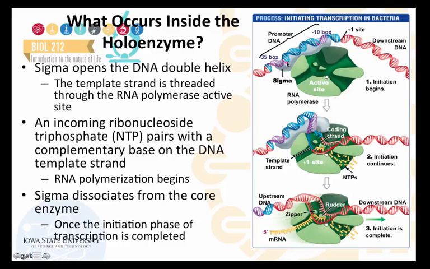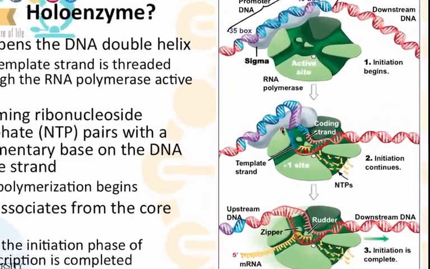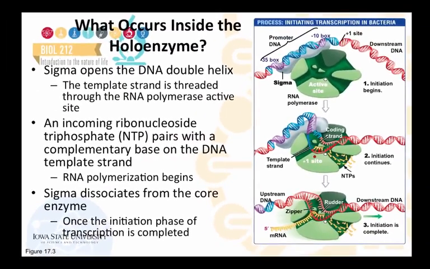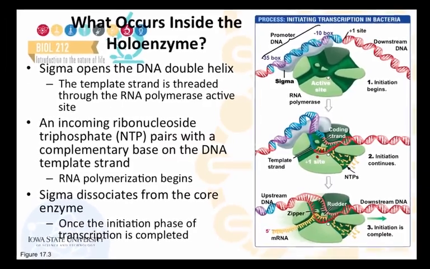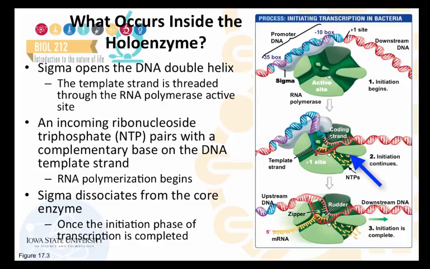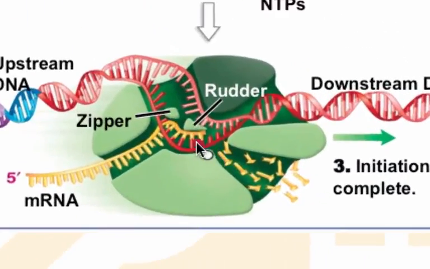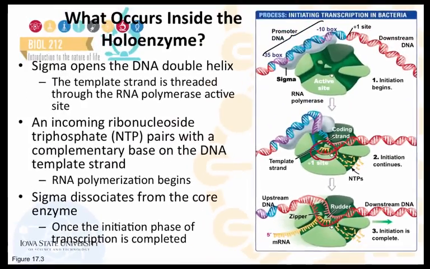After the sigma subunit binds the promoter, it helps in opening the DNA double helix such that the template strand is threaded through the RNA polymerase's active site. Subsequently, an incoming ribonucleoside triphosphate, or NTP, pairs with a complementary base on the DNA template strand, and this is how RNA polymerization begins, at the +1 site. Once this process begins, sigma dissociates from the core enzyme, completing the initiation phase of transcription. RNA polymerase can then move in the 5' to 3' direction along the template DNA strand.